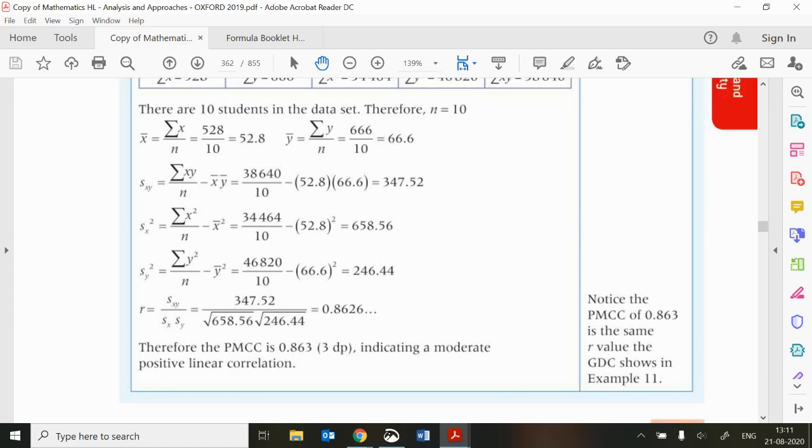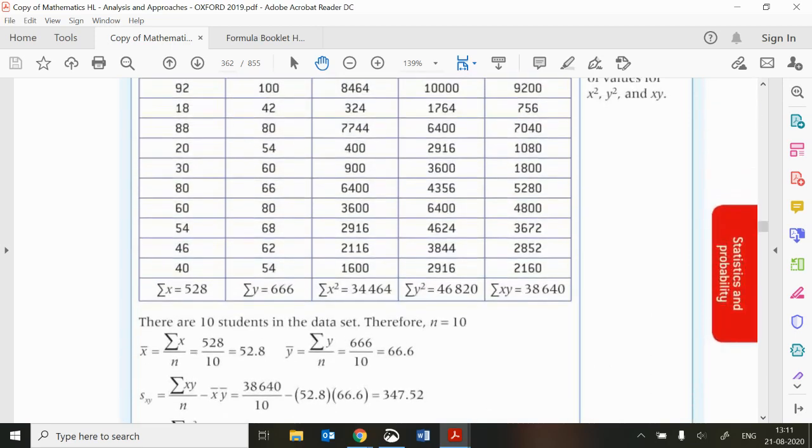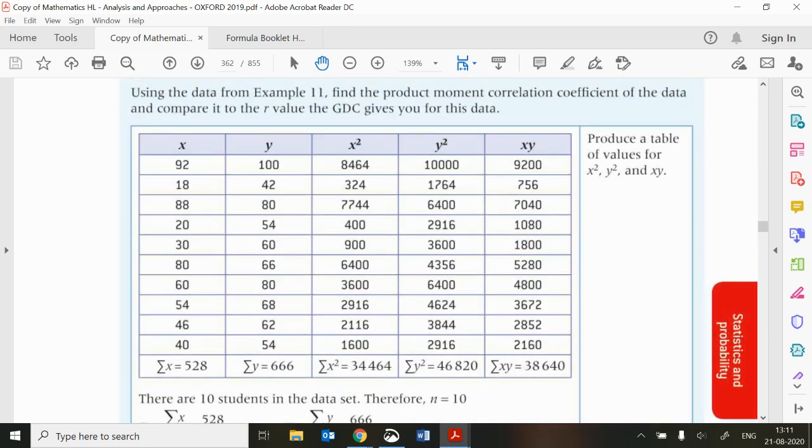Okay, well, I think I've said enough on that. It's maybe worth working through that carefully to see what's happened. But obviously you can get this from your GDC by coming up with your table of x, y, and then you go to your stat calculations. This is just given in your one variable statistics calculations. No, it's not, I'm wrong there. This is given in your two variable statistics calculations. Yeah, because obviously we've got two variables.